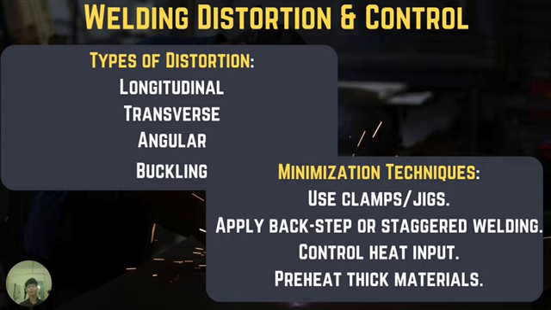Next, let's talk about welding distortion, the unwanted bending or warping of metal after welding. The main types are longitudinal, transverse, angular, and buckling distortion. To minimize distortion, we can use clamps or jigs, control the heat input, use the backstep welding method, and preheat thick materials before welding. These techniques help keep the final shape accurate and neat.